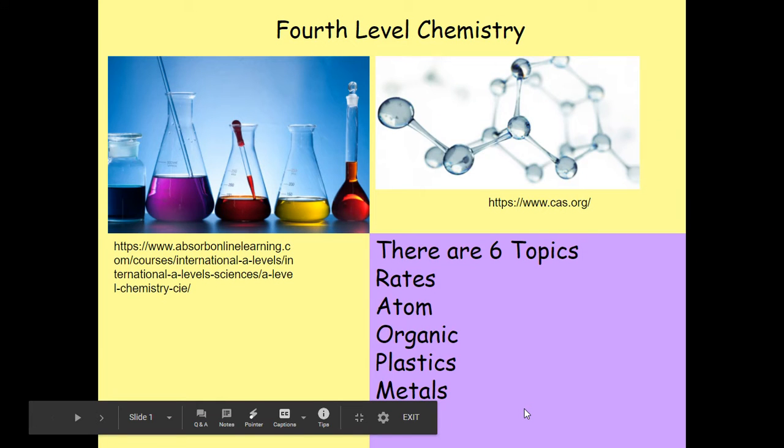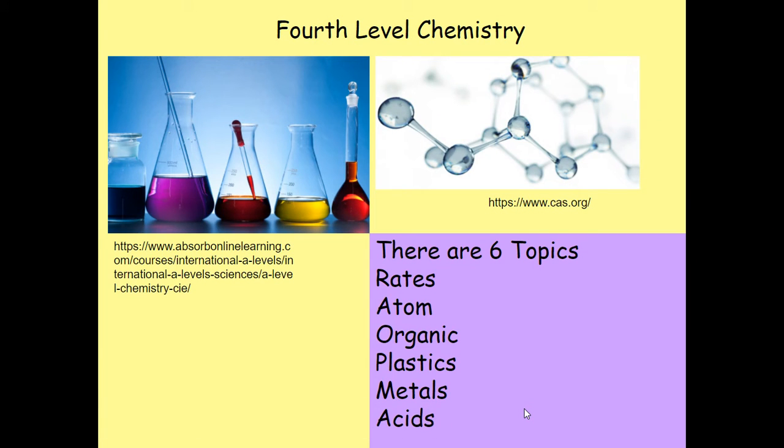Hello. So you're thinking of taking chemistry next year. In third year, we call it fourth level chemistry. And here's just a quick summary of some of the things you might be doing. We split it up into 6 topics, which are rates, atom, organic, plastics, metals, and acids. So I'm just going to briefly describe some of the examples of work you might do in each of those sections.